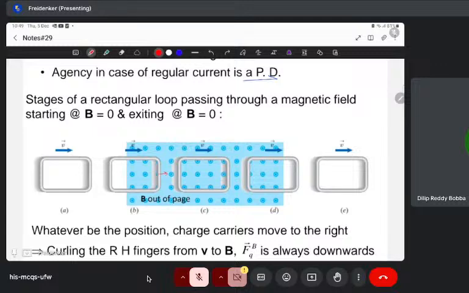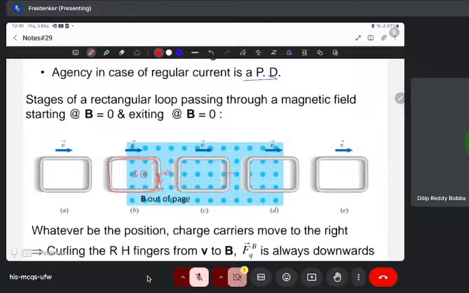Velocity is in this direction. A magnetic field is coming outside. So the direction of the palm will give you the direction of the force due to magnetic field. That would mean plus charges want to come this way. So they have all this space to go. So you get a current in the clockwise direction in this case. This is part one.